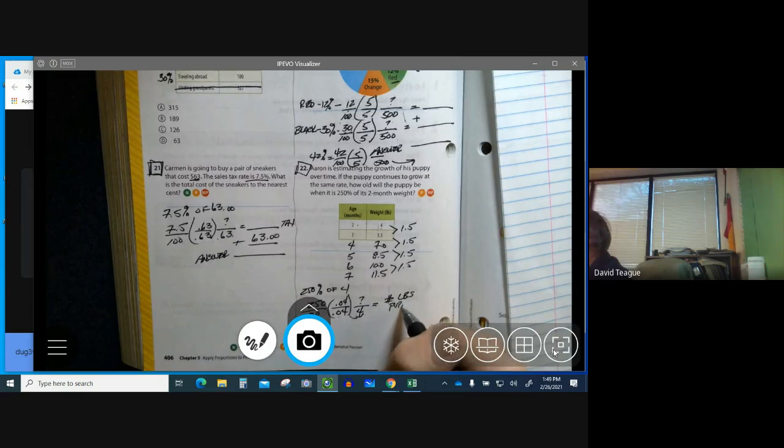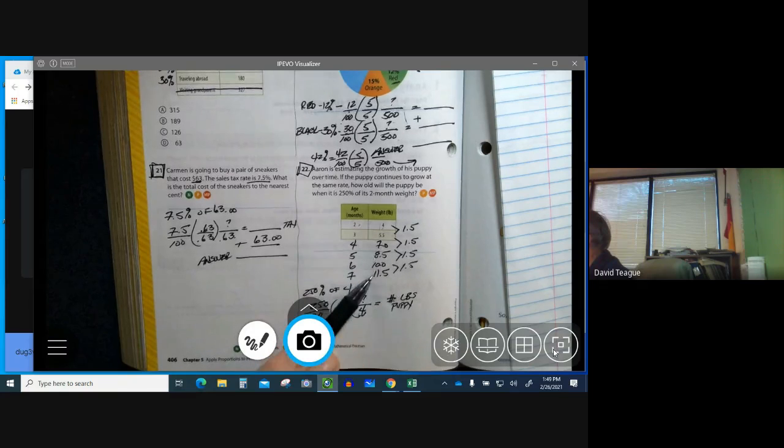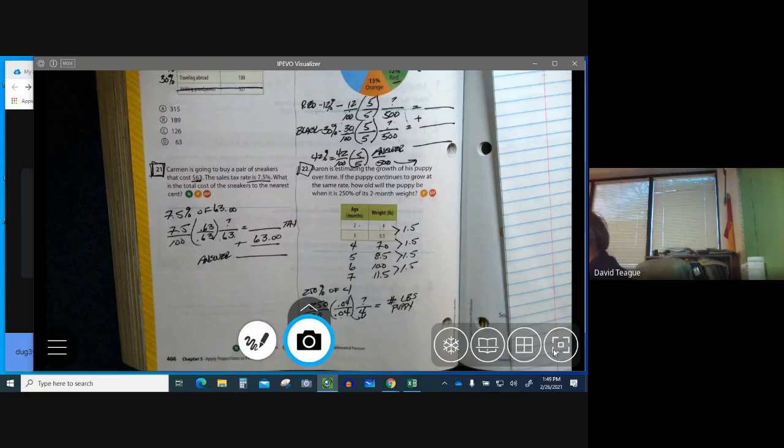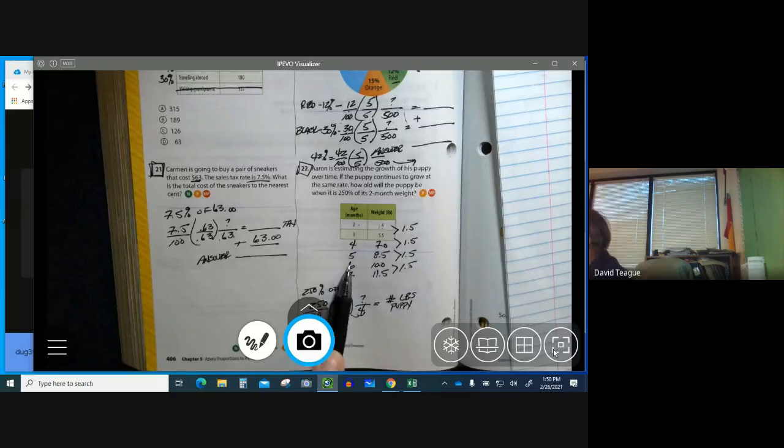Once you get this number, you look at your rate table and find where it comes to, and then you'll know how old the puppy is. So all you have to do is multiply 250 times 0.04 to get your number of pounds, then look at your rate table and figure out how many months old the puppy is. Okay.